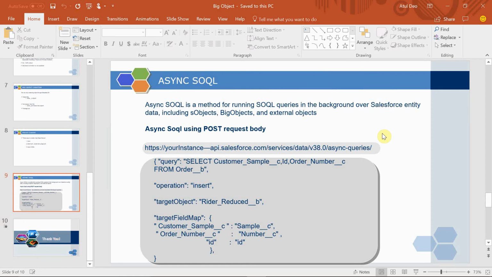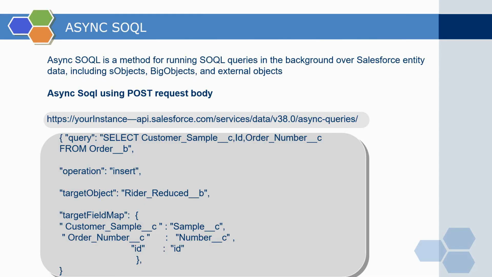So this is how we use async SOQL query within Salesforce, and you can play a lot using the developer console, and you can try to execute the same code. It will work for you. It will insert the record. So here I'm just trying to retrieve the order object and trying to insert into another big object and mapping these fields. So you can try it in your developer console, and you can play more with this.